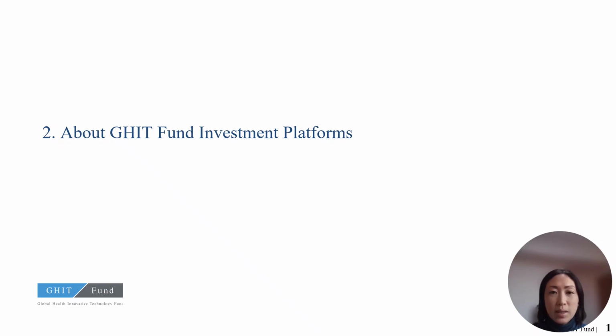Before we go into the details of the RFP and the proposal writing, let me introduce our investment platforms. These platforms are the foundation of our investment and are designed to support innovative research and development for global health. As a first step, you need to identify which platform your project will fit into.